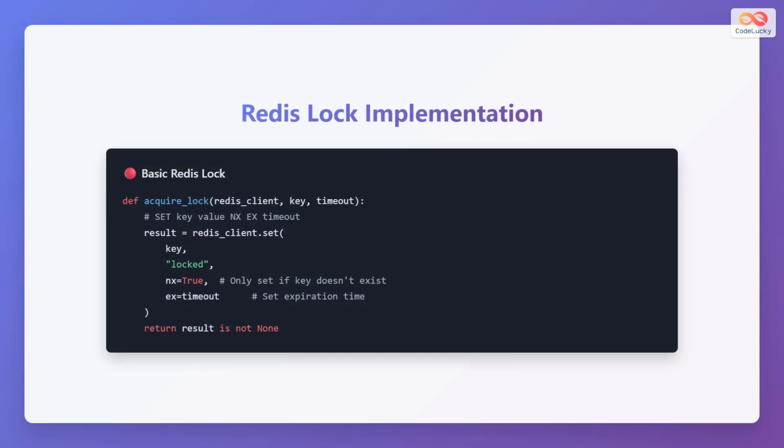Let us see a basic Redis lock implementation. The code is written in Python. Here we have a function named acquire_lock, which takes Redis client, key and timeout as input parameters. The functionality is implemented using redis_client.set, with parameters key, "locked", nx=True, and ex=timeout. Here nx=True means only set if the key does not exist. And ex=timeout means setting expiration time. Finally, we return result is not None. This is a basic implementation of Redis lock.